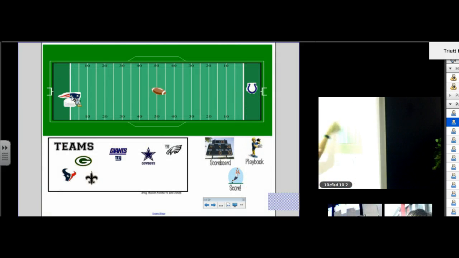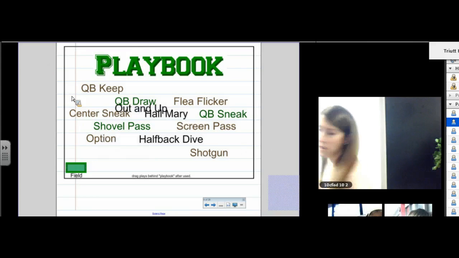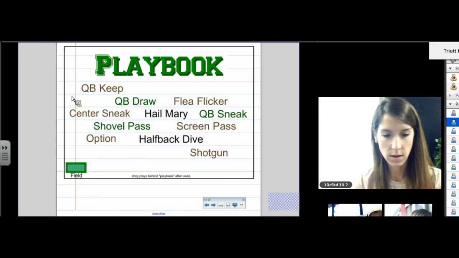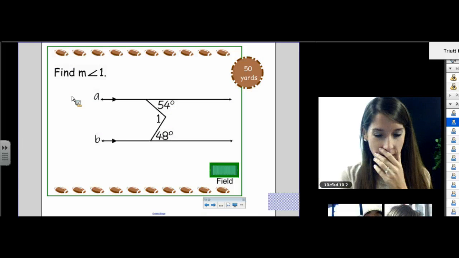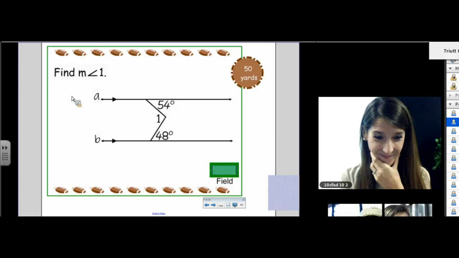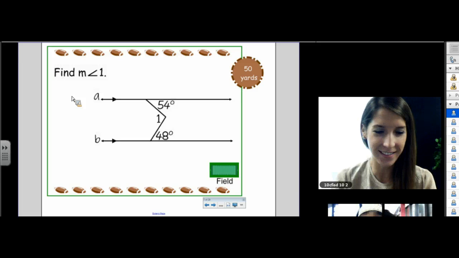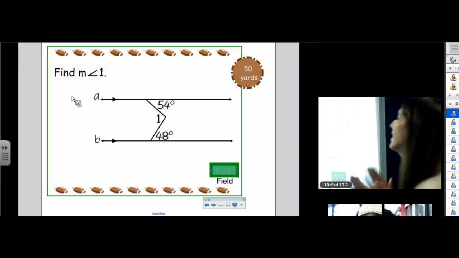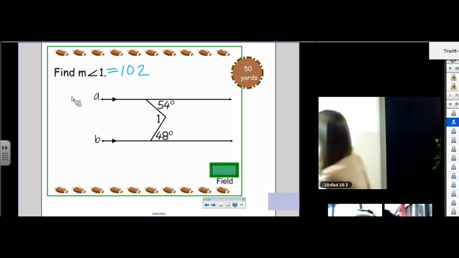And the Colts, you have it on the 50-yard line. So out and up is gone. And Colts captain, you get to pick a point. One is called the Hail Mary. Find the measure of angle 1. Woo! Very good. The answer is the measure of angle 1 is 102.